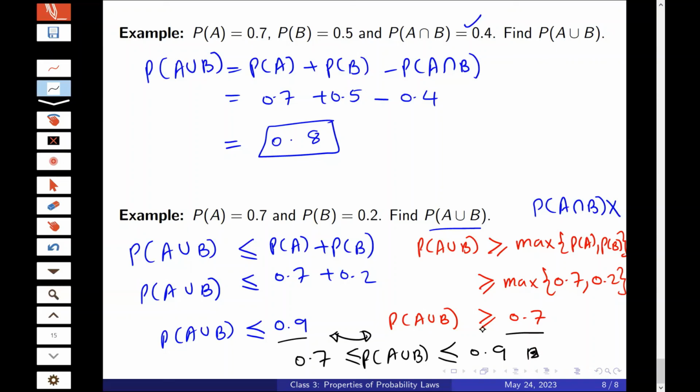So that's the end of this question. That's how you can answer this type of question if you don't have information about the intersection. So that is the end of this video.